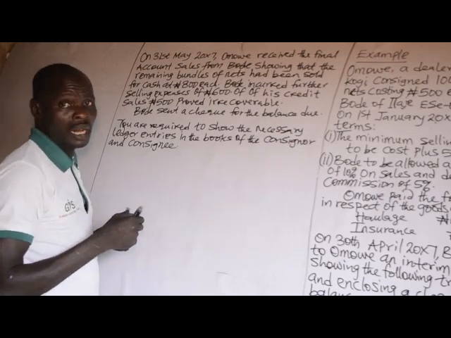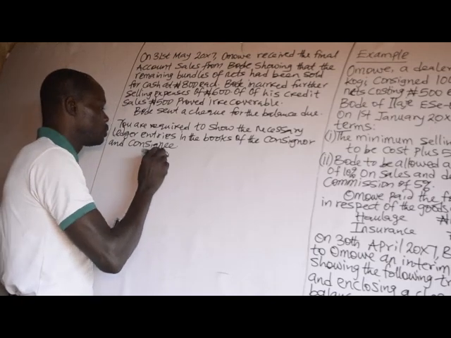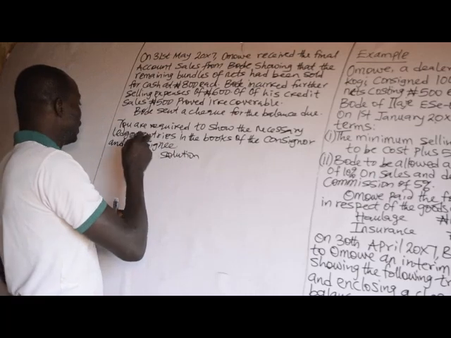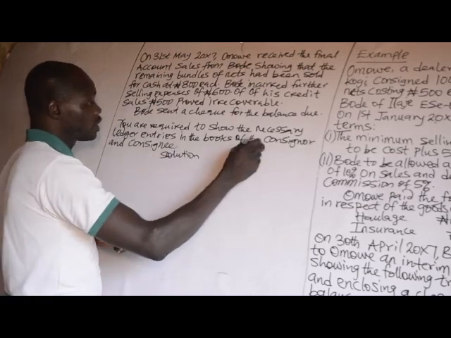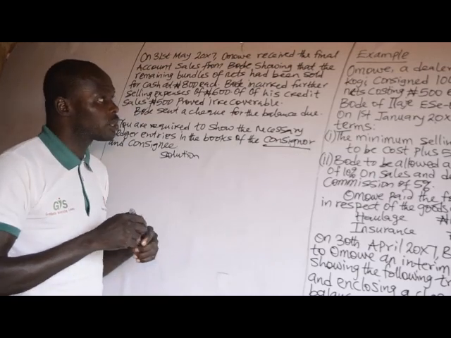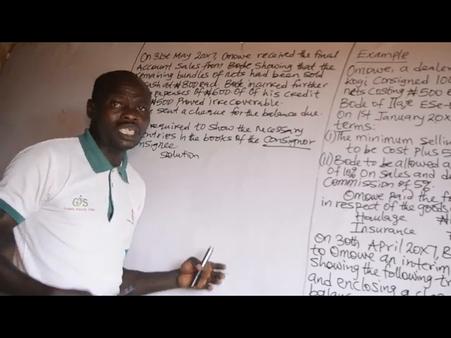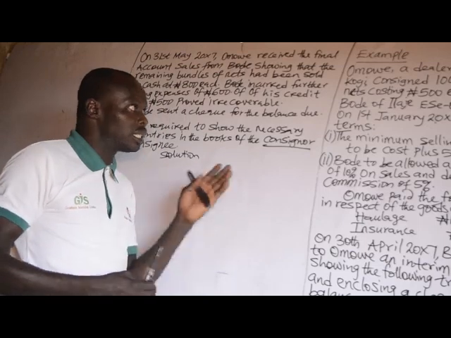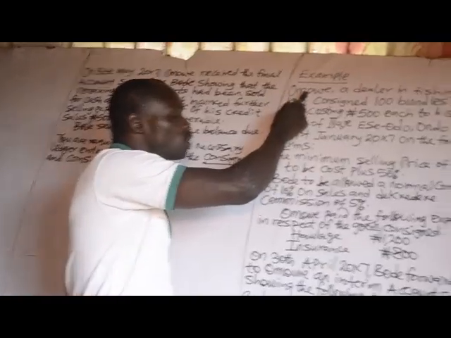That is the question. Now, let's have the solution to the question. Solution: we want to show the ledger entries in the books of the consignor. Who is the consignor? The person who sent the goods to the agent for sales is the consignor. Now back to the question.